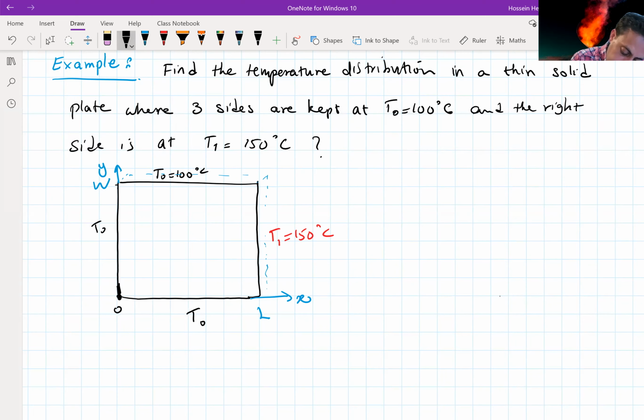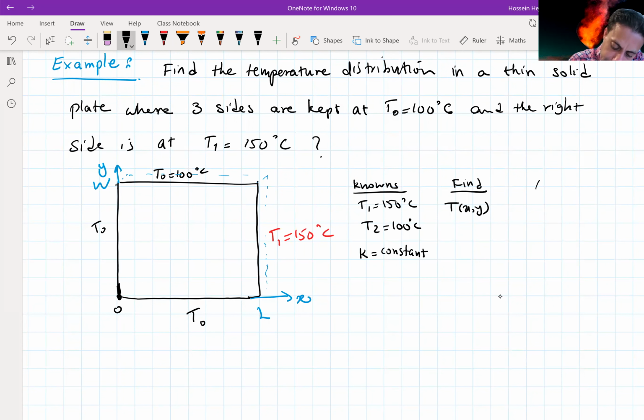So what we know here, the knowns, are temperature T1 150 degrees C, T0 100 degrees C, and K constant, or we can assume K constant. We are going to find T as a function of X and Y, the temperature distribution. And in terms of assumptions, I'm going to make assumptions. This is 2D steady state, no heat generation, no radiation or convection happening around.